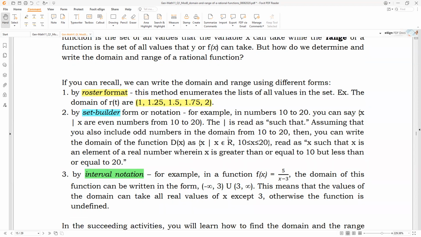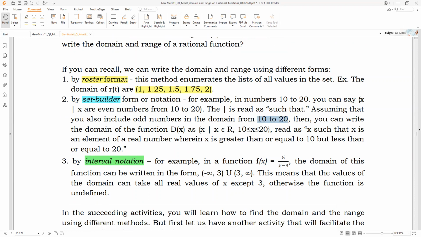Let's say for example your domain spans from 10 to 20, so the domain is all the real numbers from 10 to 20, okay? That's your domain. Recall that the domain is on the x-axis. So the domain of a function is read as the x such that x is a real number spanning from 10 to 20.